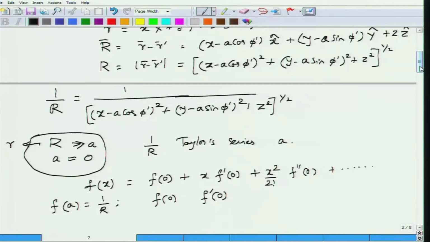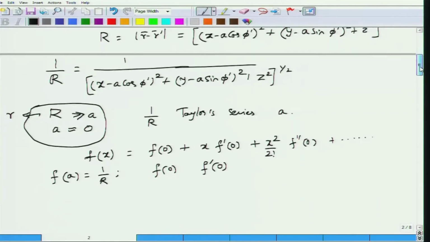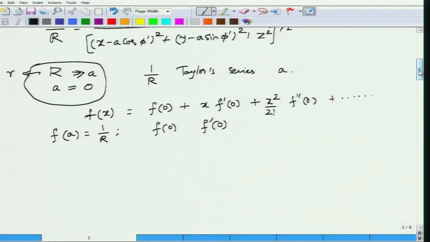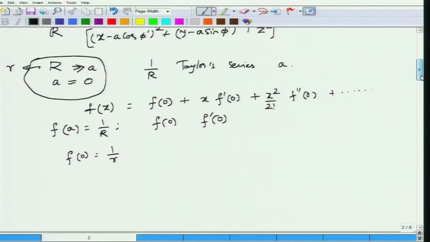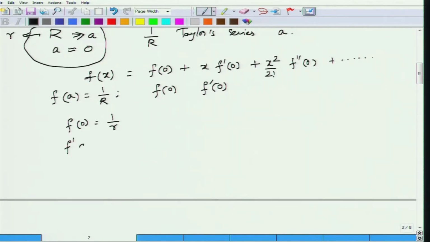F of 0 is easy to evaluate. Go back to this 1 by r expression and put a equal to 0 in this expression. So if I put a equal to 0, I get x square, y square and z square to the power of half, which is simply the distance r, right. So f of 0 is equal to 1 by r. What about f prime of a and then set a equal to 0?